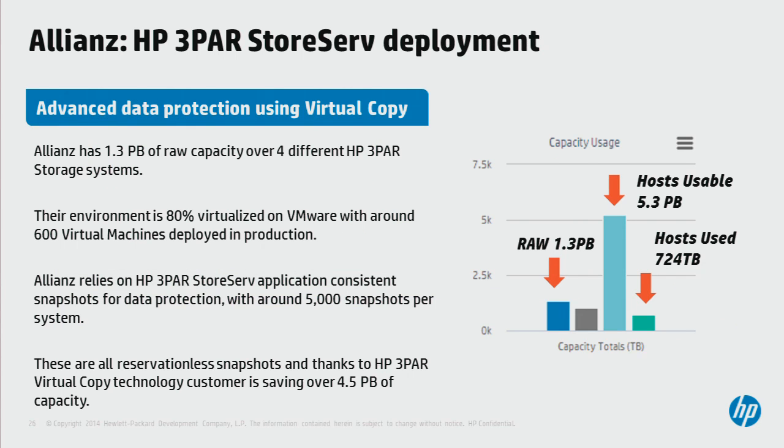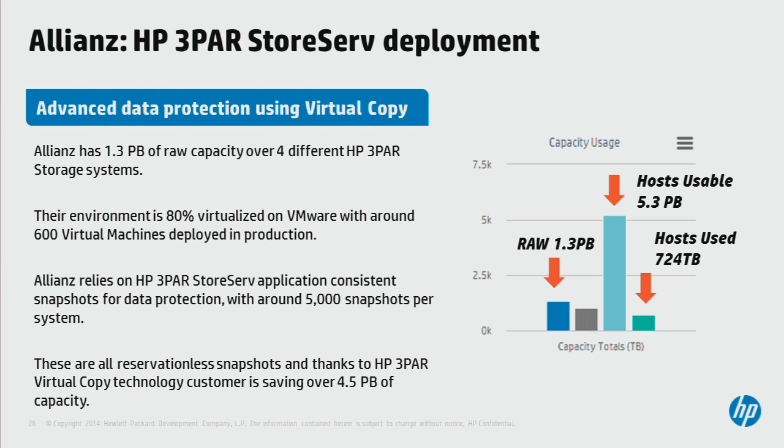What is interesting about the environment is how heavily they rely on the thin technologies and on snapshots, and they get a lot of benefits out of this. If you look at the graph here, they have around 1.3 petabytes of storage. The environment is around 80% virtualized, and they have 600 virtual machines in production. On every system they have around 5,000 snapshots, which is a lot, because I think you keep a week of snaps for every guest, and then they replicate all these snapshots between data centers. What is interesting is that all the snapshots on a 3PAR array are without reservations, so you don't have to reserve any space up front.